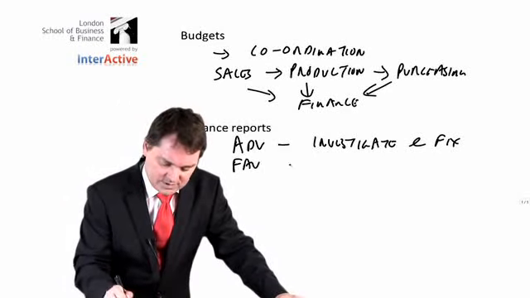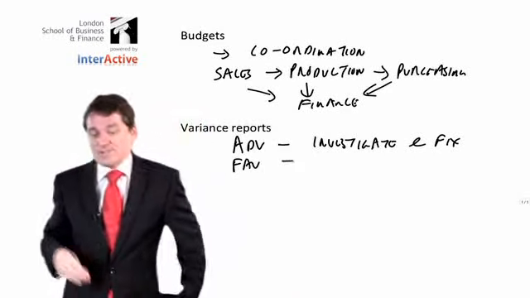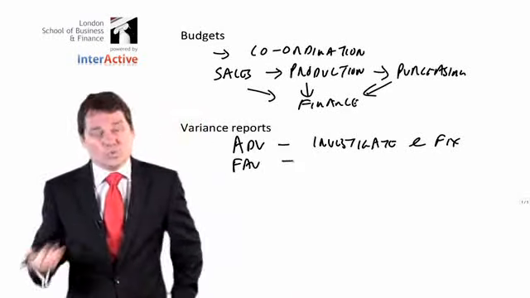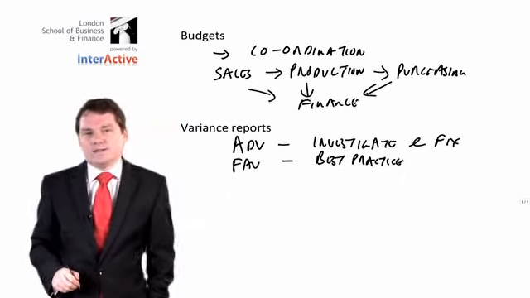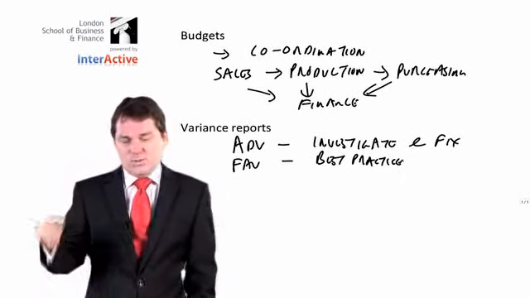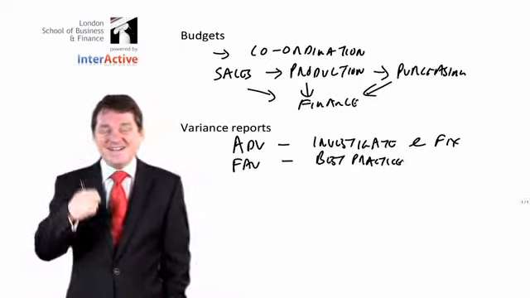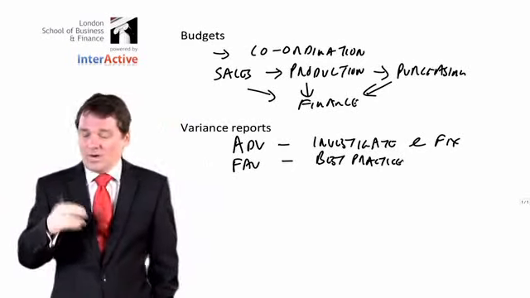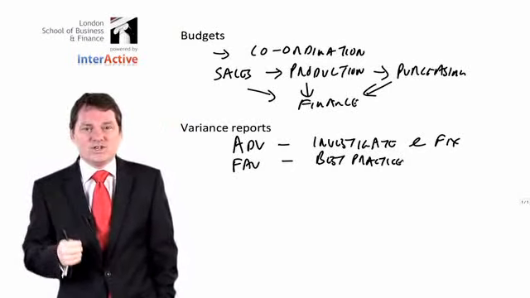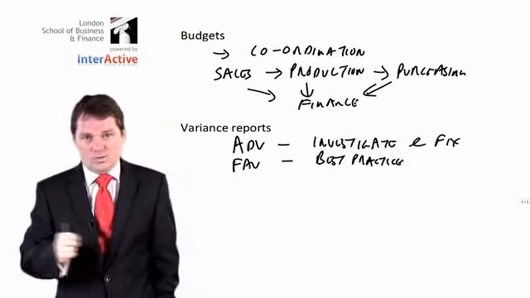A favourable variance, which again, if you haven't done F2 yet, is basically something that's gone well. Find out why. Adopt it as best practice. So in other words, this is the reason things went well. Let's do that again. So there are various reasons why people need financial information inside the organisation.